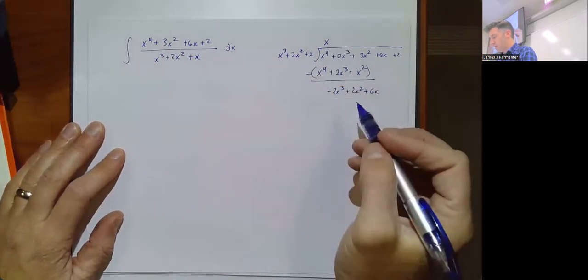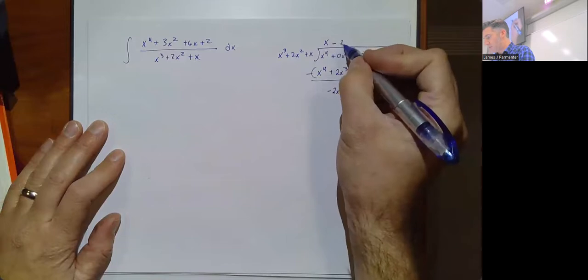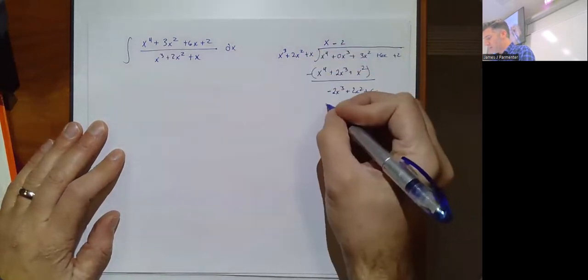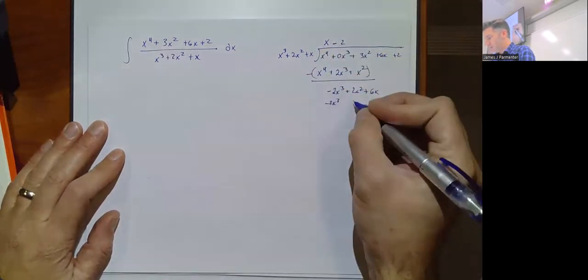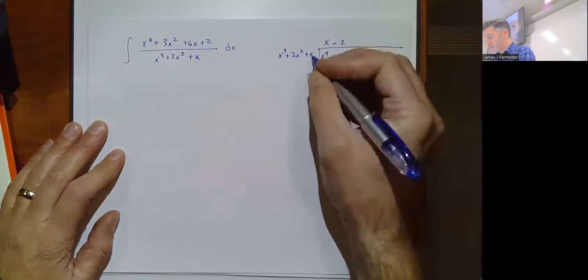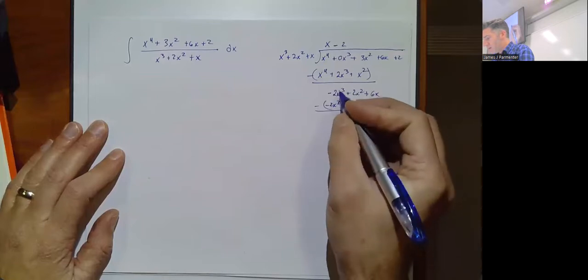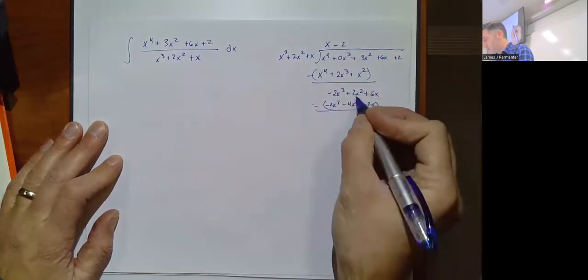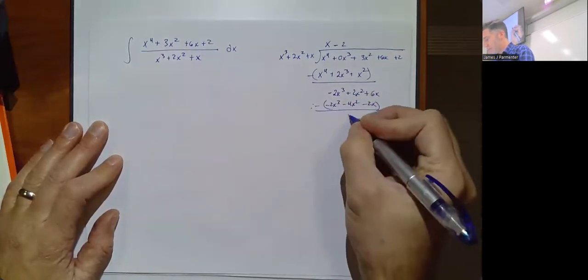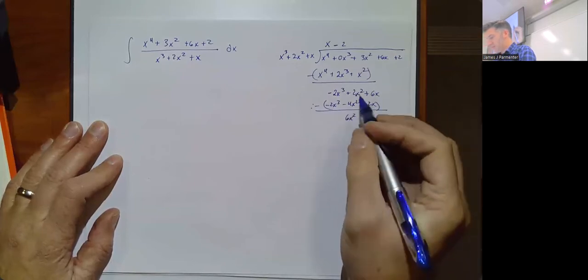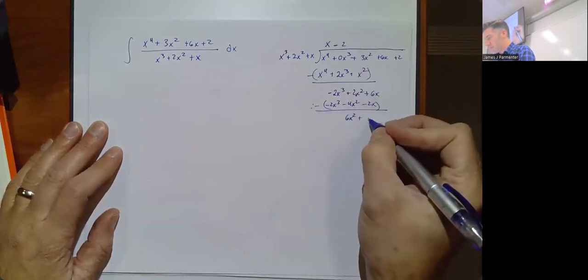Multiply x cubed by negative 2 to get negative 2x cubed. Negative 2 times x cubed is negative 2x cubed. Negative 2 times 2x squared is minus 4x squared. Negative 2 times x is negative 2x. Subtract. That minus that is 0. 2x squared minus 4x squared is 6x squared. And 6x minus 2x is 6x plus 2x, which is 8x.